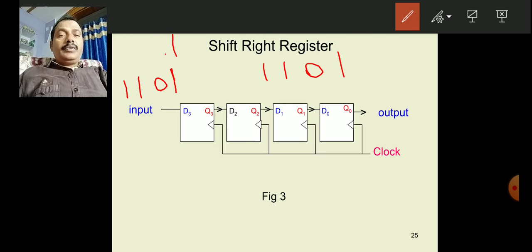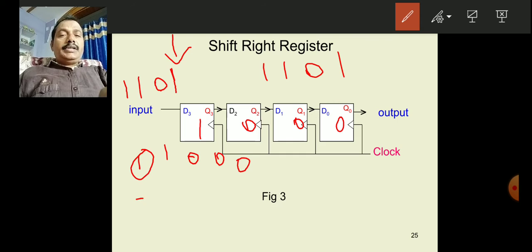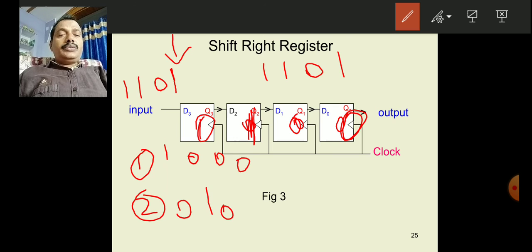So first the LSB is shifted in as 1 here. So 0 0 0, this is the first pulse, 1 0 0 0. In the second pulse, this 0 is shifted to here, and the 1 is shifted to here, and this 0 is shifted to here, and this 0 is shifted to here. That means 0 1 0 0.